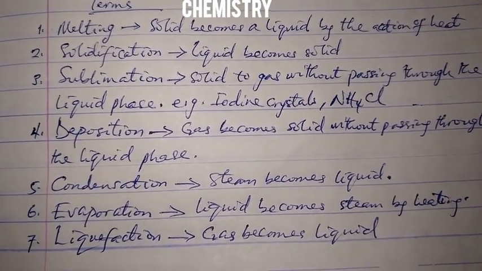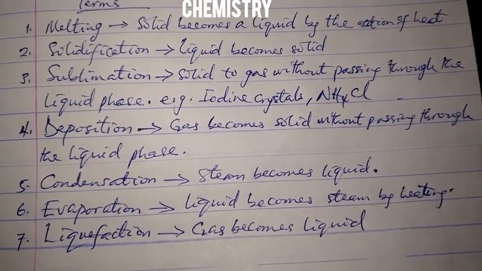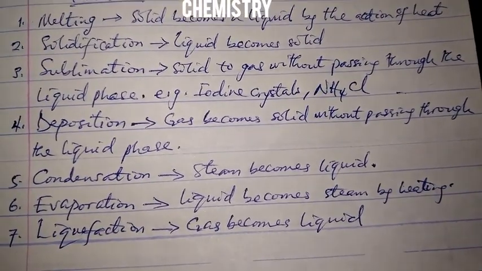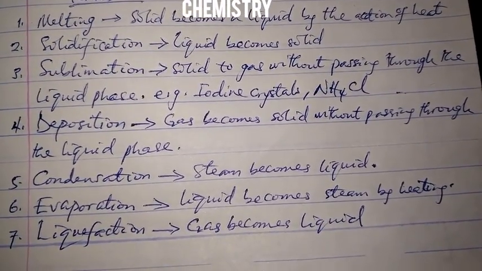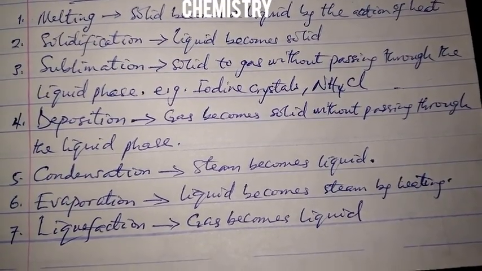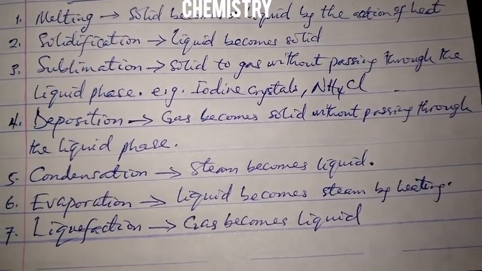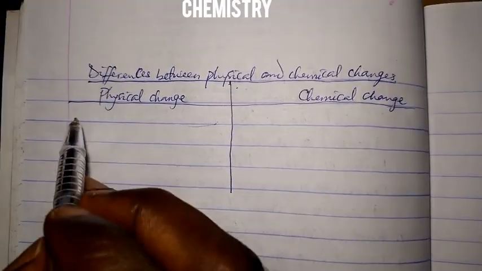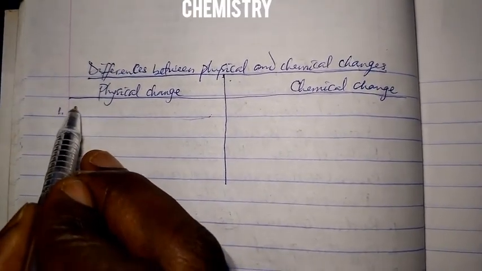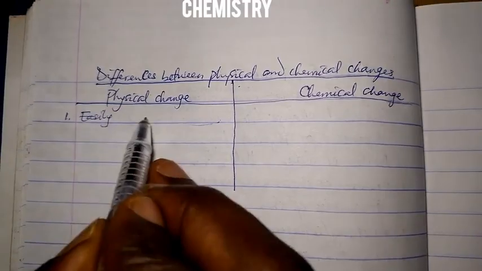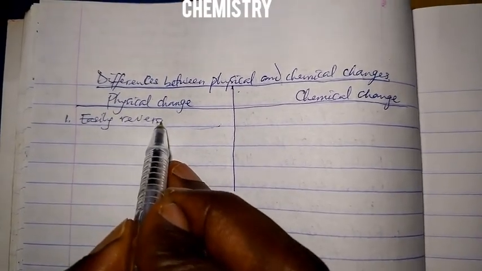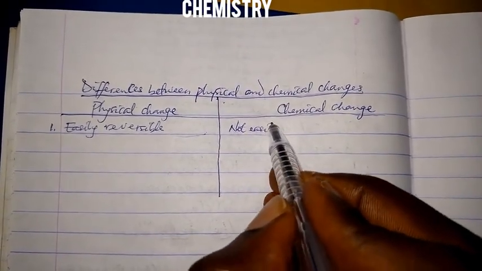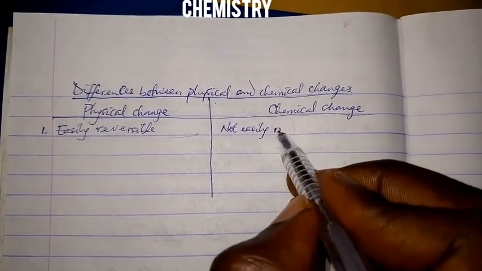I've just explained some terms that I want you to be very familiar with: melting, solidification, sublimation, deposition, condensation, evaporation, and liquefaction. Okay, so I want to tell us the differences now in a tabular form, the differences between physical and chemical changes. Then the first one, a physical change is easily reversible, right? Easily reversible. But a chemical change is not easily reversible, and it may not be reversible at all.